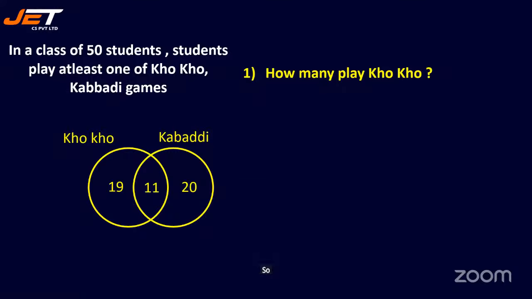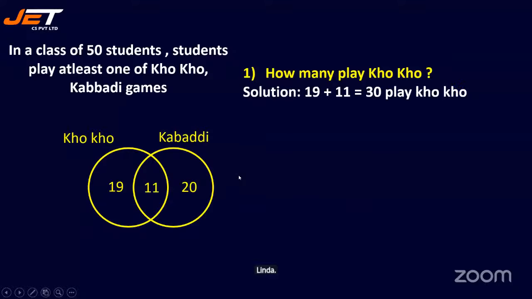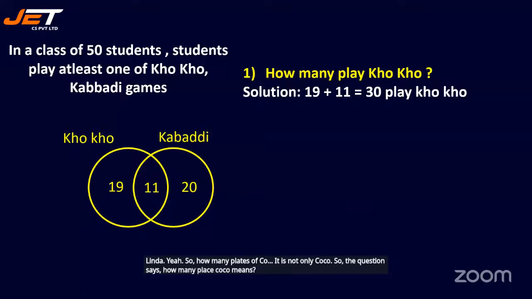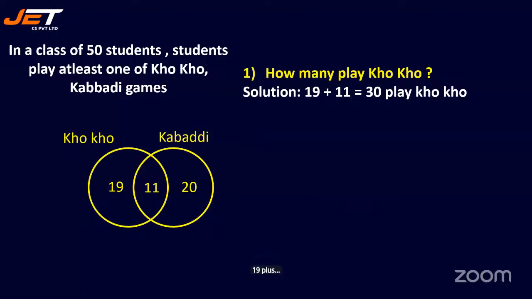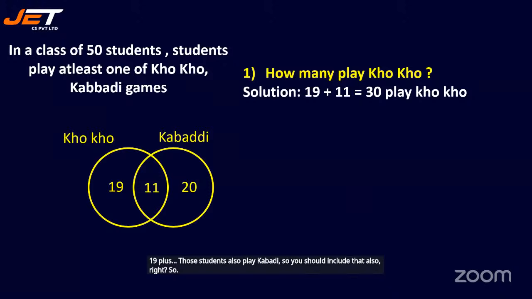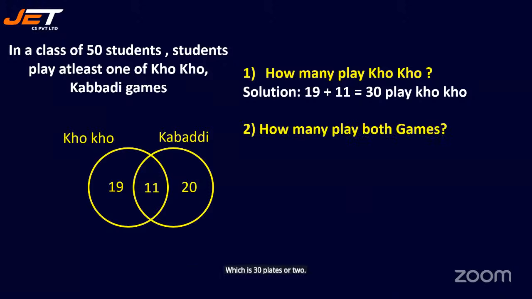How many players play Kho-Kho? Obviously, 19 minus common 1, which is 18, isn't it? But the question says how many play Kho-Kho, not only Kho-Kho. That means 19 plus those students who also play kabaddi. So you should include that also. So 19 plus 11, which is 30 play Kho-Kho. How many play both games? That is the overlap, which is 11.